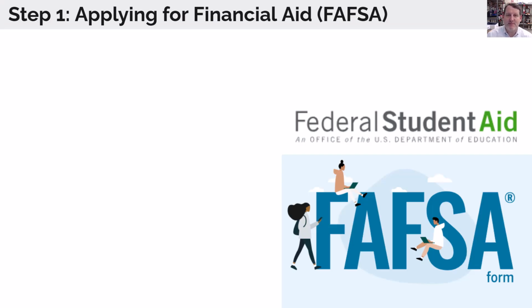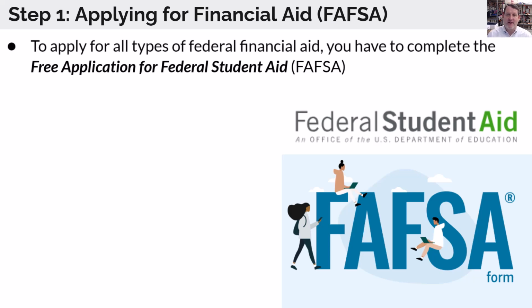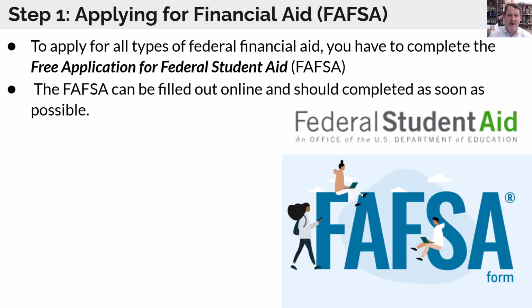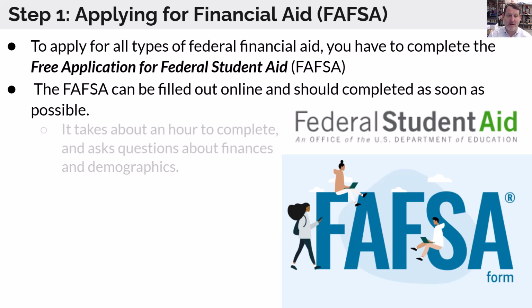All right, the first step is applying for financial aid. All financial aid is applied through the Free Application for Federal Student Aid, or the FAFSA. If you haven't heard of the FAFSA, you'll start hearing that pop up all the time, and that's what I'm referring to. It can be filled out online and should be completed as soon as you possibly can. There's no advantage to waiting on it.